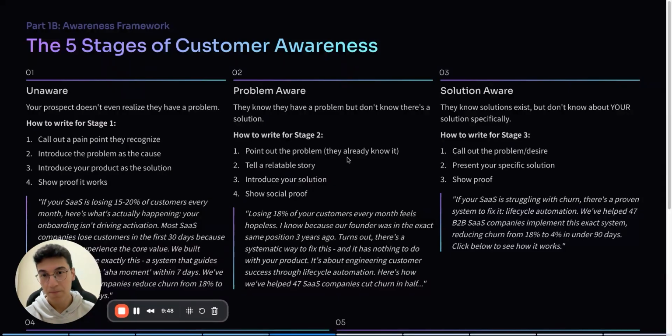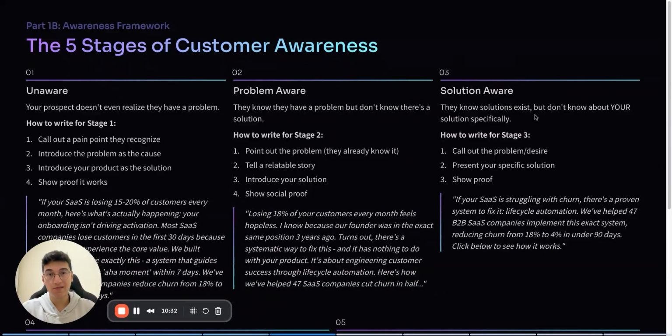They already know it, but you need to point out again to make sure that they are on the right angle of the same problem with you. And you need to tell a relatable story, introduce your solution, your product, and then again, you need to show social proof. Again, you can check this example to understand it at a deeper level.